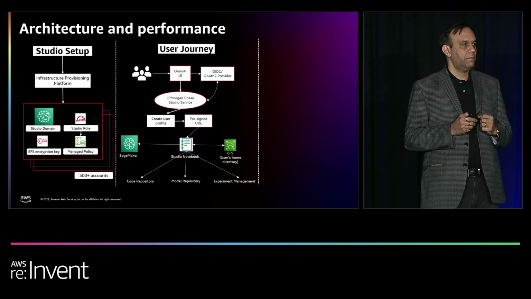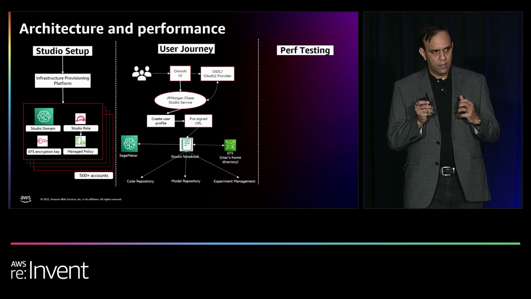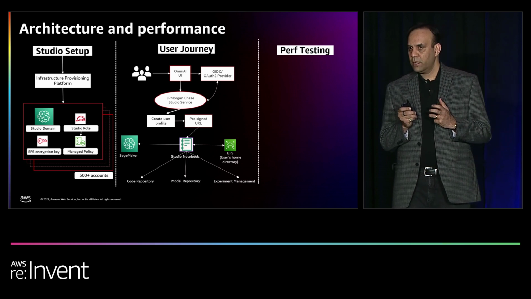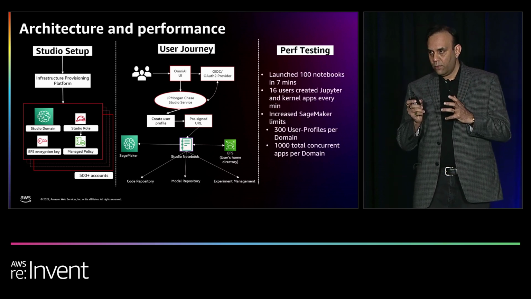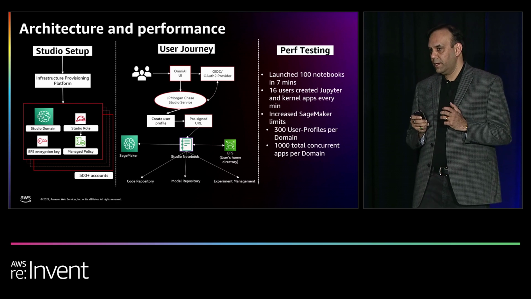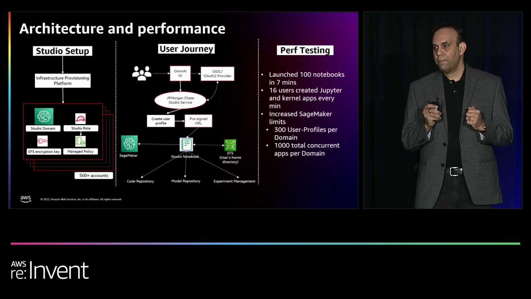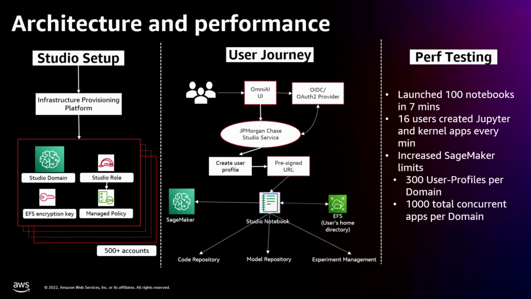Now, we also did performance testing on Studio. What we found was that in one account, and there are 500 accounts, there can be 100 notebooks launched in 7 minutes. That means each minute, 16 users can launch a Jupyter app and kernel app. And in order to do that in every account, we had to increase the SageMaker Studio limits, like the number of user profiles and total concurrent apps per user in the domain. So this is just for one account. In every account, we had to do that.